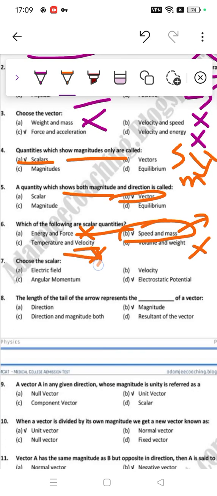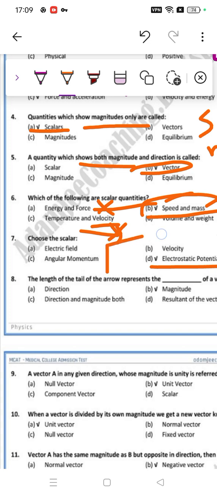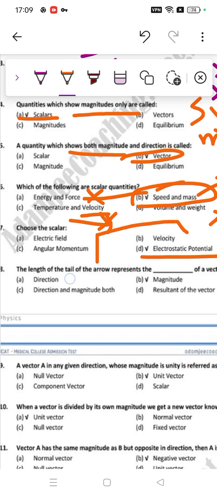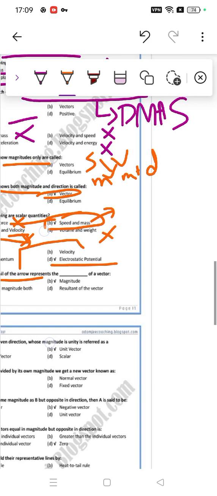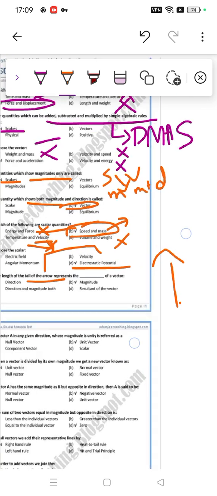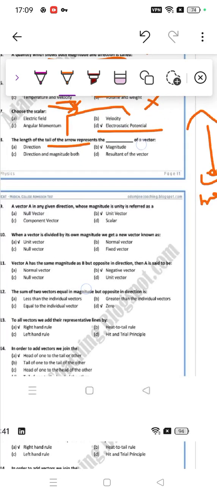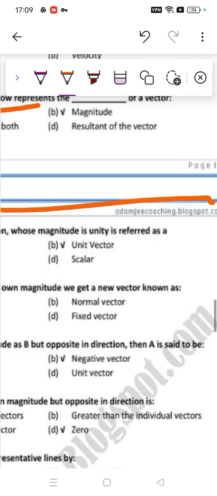Choose the scalar. Electrostatic potential is simply called a scalar. However, these three are vector quantities. The length of the tail of the arrow represents the, so we know if this is the tail, this is the ending point, this is the tail, and this is going to represent what? This is going to represent magnitude, so remember that. A vector A is given in any direction whose magnitude is unity, so this means wherever you see unity, we're talking about one, or a unit vector.